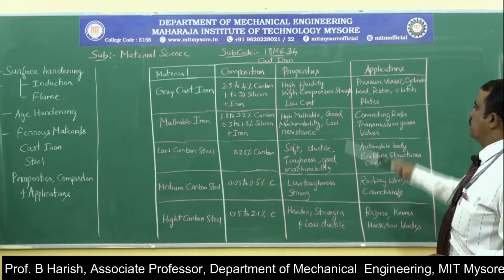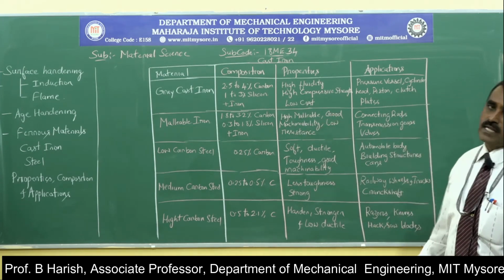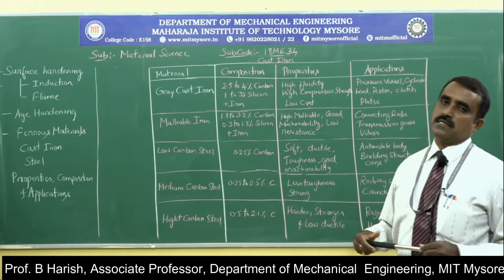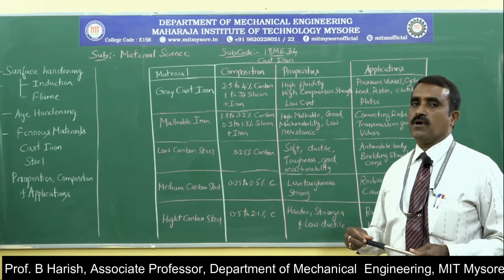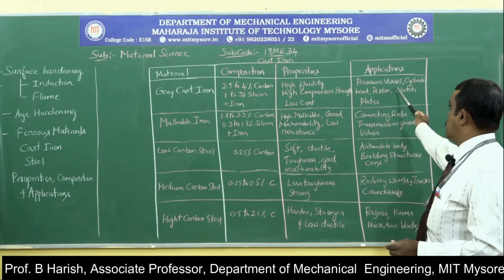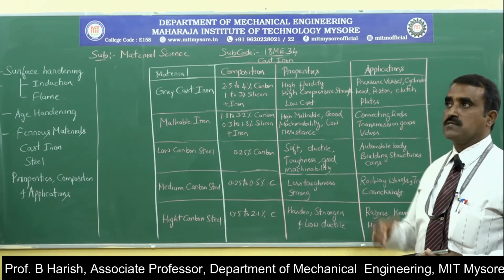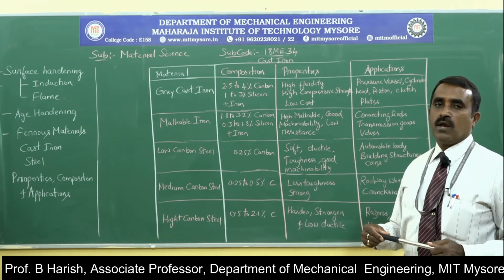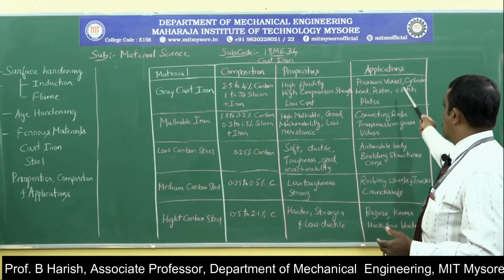Coming to the applications, in almost all cases it is used in the automobile industry, in most of the components of the automobile industry. The first one is the pressure vessel. A pressure vessel is used in the case of big boilers.